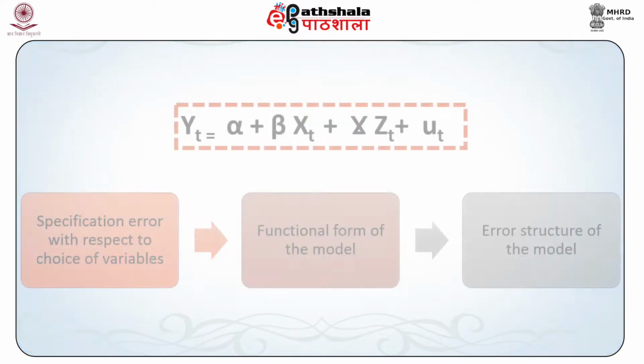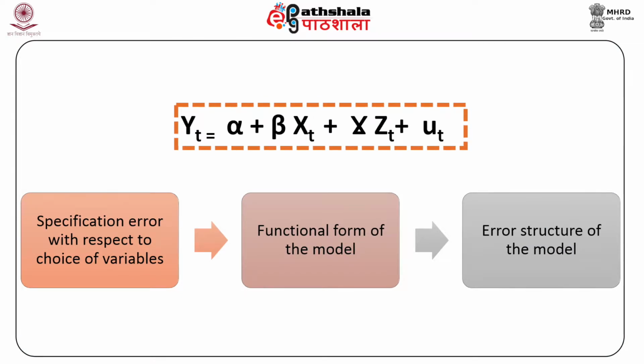Types of errors. To start with, let us consider a model based on the production function. Let yt be the output produced and xt be the amount of labor used given the technology, and let zt denote the amount of capital used. So the model becomes yt = alpha + beta xt + gamma zt + mu t. There are different types of errors that can occur in the estimation of this model.